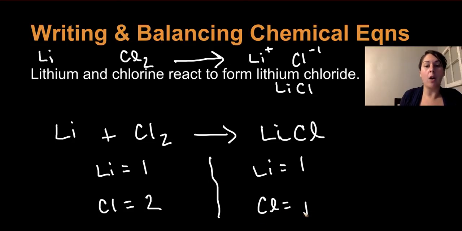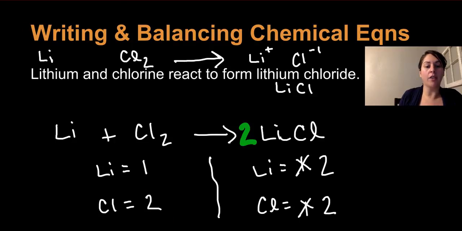Okay, so now I have to make my chlorines match, and the thing that I have to do is I'm going to use my coefficient of 2 right there, and so that's going to give me 2 chlorines, which is fabulous, but it also changes my lithium to be 2 lithiums, because remember, we're multiplying times everything we have here, and since we have one of each of them, put that coefficient at the beginning, we have 2 now.